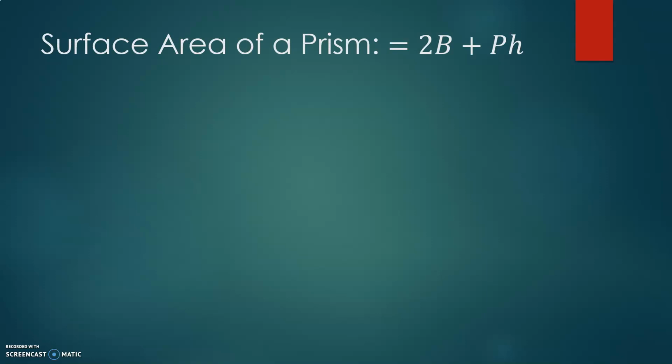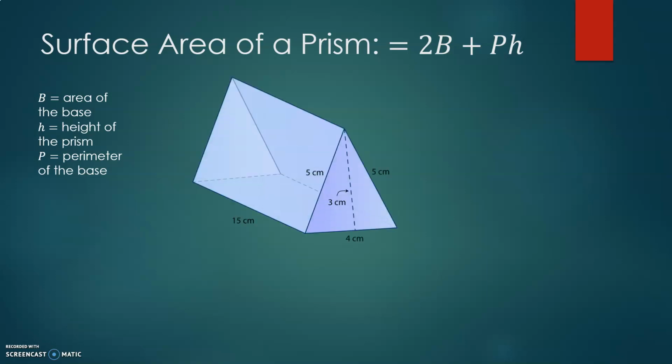Okay, up next we're going to look at the surface area of a prism, which is 2 times the area of the base plus the perimeter of the base times the height of the prism. Now, we're going to look at a triangular prism first, and then we'll look at a rectangular prism also. So you can see you use the same exact formula. It's just slightly different because the area of the base is a little different, so you have to go about it slightly different.